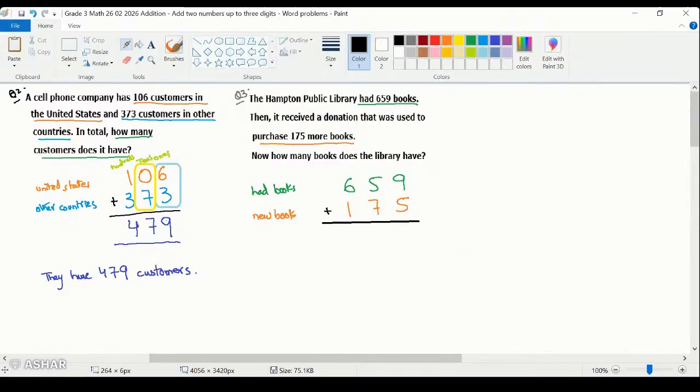Okay, let's see. When we look at the ones over here, we can say, how many ones do we have? Let's do the working on the side. When we are adding the ones, we can say 9 plus 5. 9 plus 5 is 14, agreed? In this 14, there are 14 ones, right? So we can say there are 4 ones and 1 tens, agreed? So we write 4 and we take the tens over here because this is the tens.